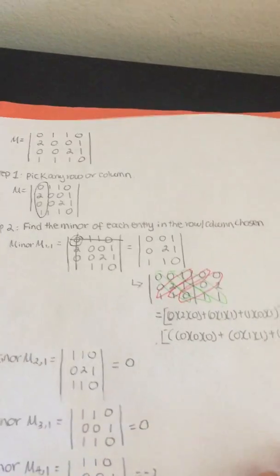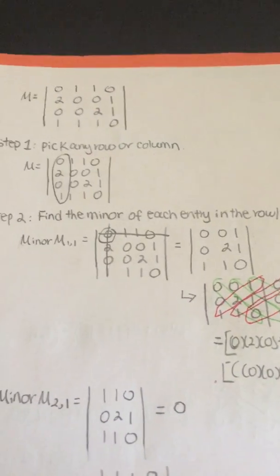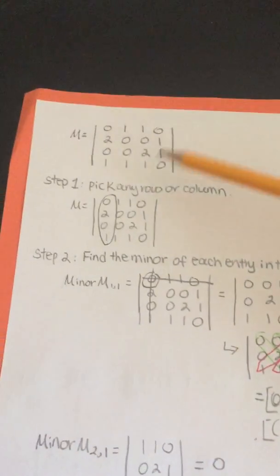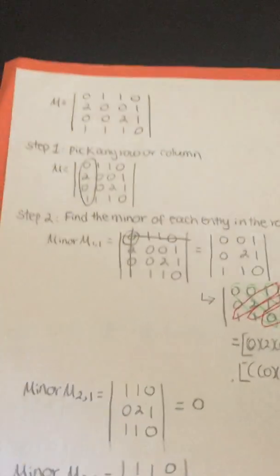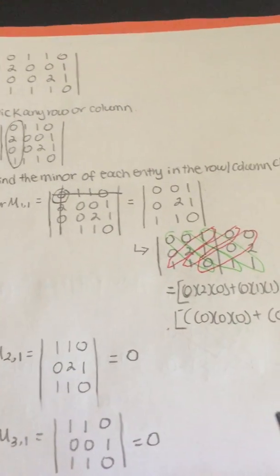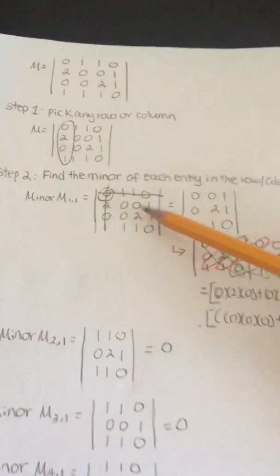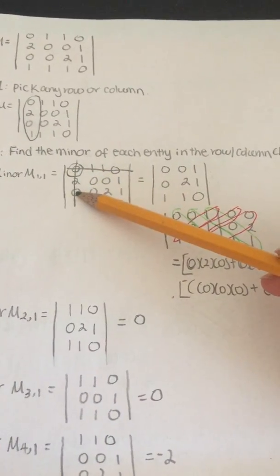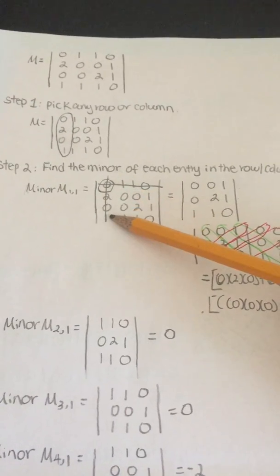So I have an example of this. Suppose I have this 4x4 matrix over here, and if I want to find the determinant, first of all, the first step is to pick any row or column. So as you can see, in this case, I picked this column over here. The second step is to find the minor of each entry in the row or column chosen. So since I chose this column over here, I will need to find the minor for each of these entries.